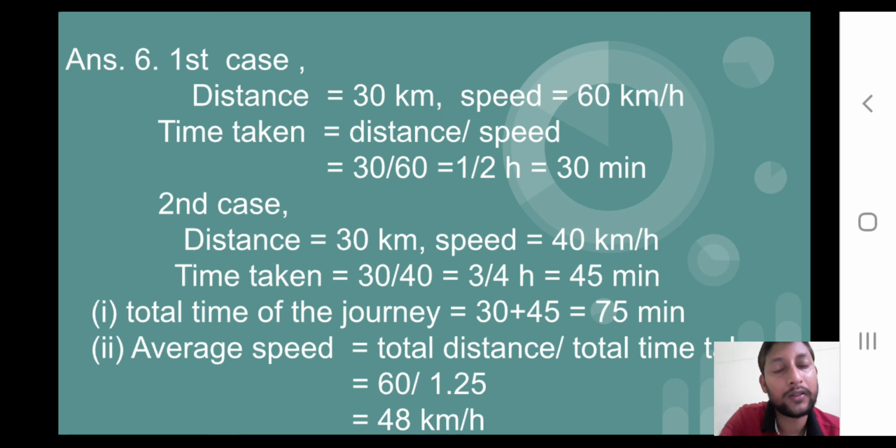In the second case, distance is 30 km but speed is 40 km per hour. So time taken again will be distance by speed. So 30 by 40, which is equal to 3 by 4 hour, which is equal to 45 minutes. So total time of journey is 30 plus 45, which is equal to 75 minutes. Average speed is total distance by total time taken. Total distance is 60 km and 75 minutes. If you convert it into hours, it is 1.25. If you simplify it, you will get 48 km per hour.